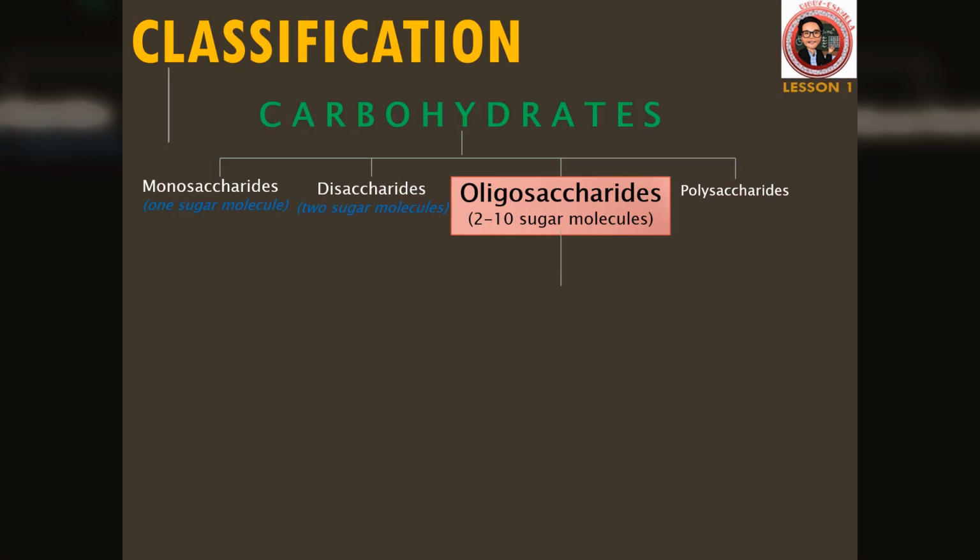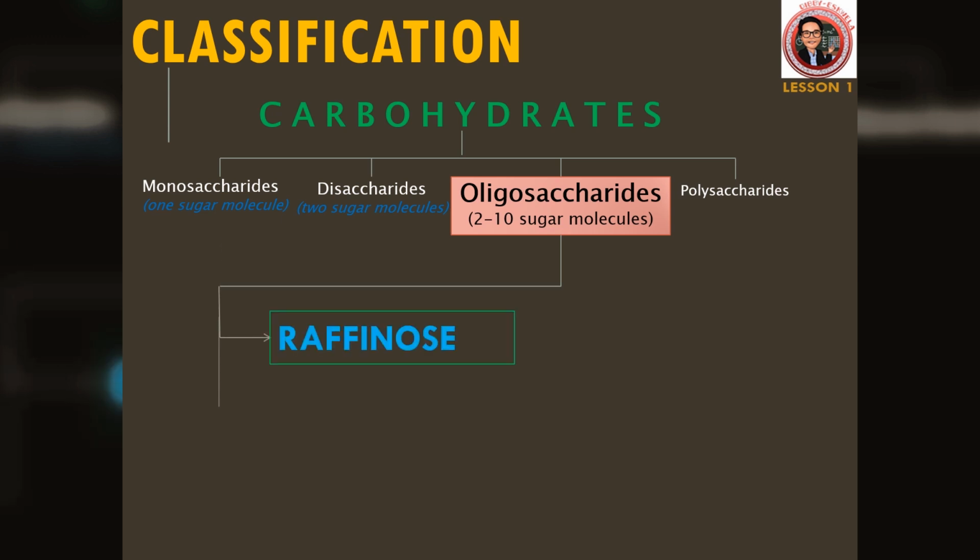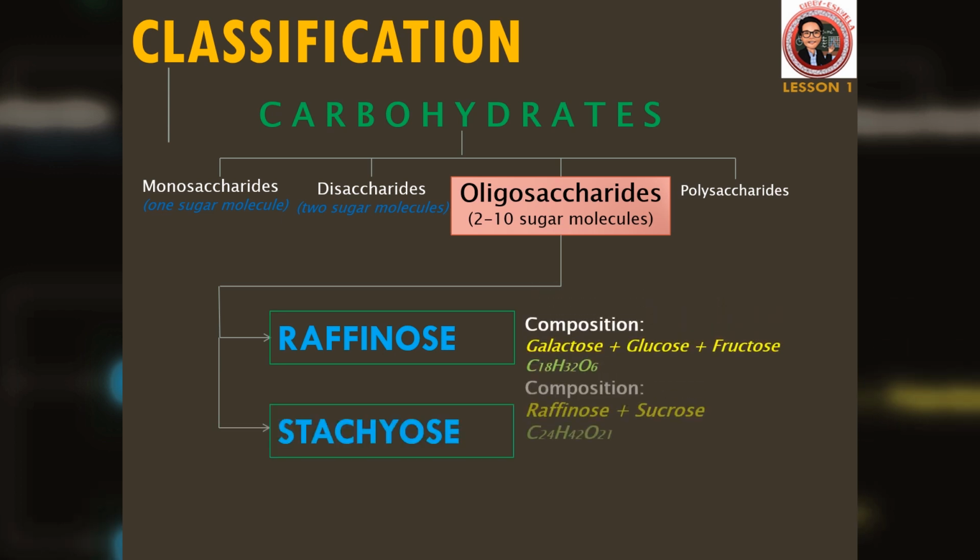Now let's give some examples of the third classification of carbohydrates, which is oligosaccharide, in which it has 2 to 10 sugar molecules. Oligosaccharides have the following examples. We have raffinose and stachyose. Raffinose is a composition of 1 galactose molecule, 1 glucose molecule, and 1 fructose molecule. And the stachyose is a combination of raffinose and sucrose, or galactose, glucose, fructose, and sucrose.